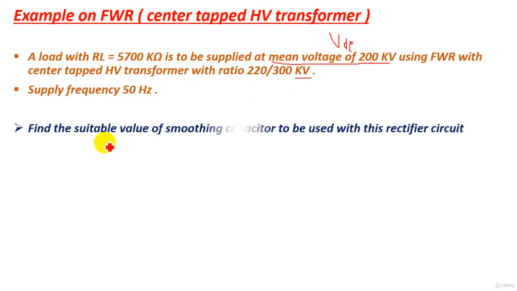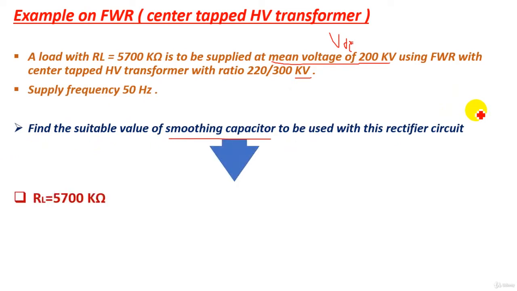What is required? Find the suitable value of smoothing capacitor to be used with this rectifier circuit. This requirement is to find the value of the smoothing capacitor. How can we do that? First, let's get the givens of this problem. First of all, we know that the resistance of the test object is 5700 kilo ohm. Also, the supply frequency is 50 Hz, and the DC out voltage is 200 kilovolt.